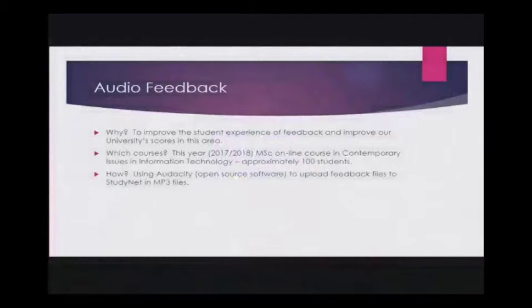This year, this cohort has approximately 100 students. Why did we plan to do the study? Because last academic year, 2016, our NSS survey results for the School of Computer Science were not that great, because only 45.08% of the students were very happy about the feedback they had received. So we would like to improve the students' experience of getting feedback, and work within our practice on how we could help the university to improve the score in that area.